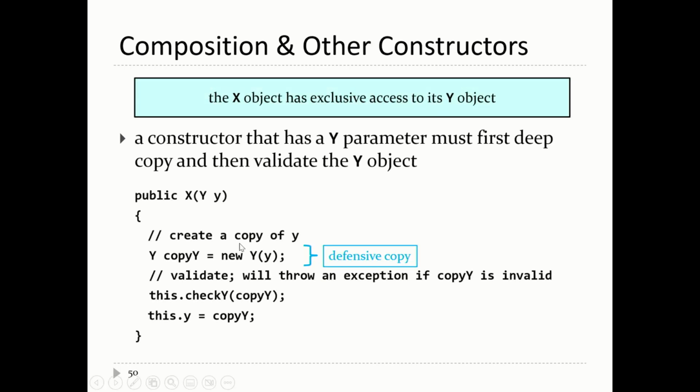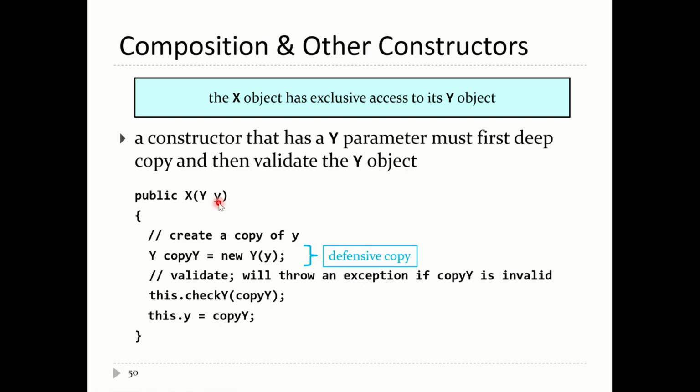This is where the defensive copy actually comes in. So you have a constructor X that takes in a Y object. The first thing you have to do is make a copy of that incoming Y object. So there's your defensive copy right there. Here I'm using a copy constructor that belongs to the class Y. If you don't have a copy constructor, your life becomes a little more complicated here.